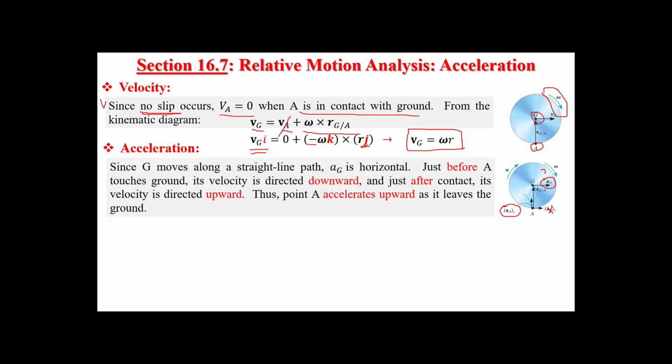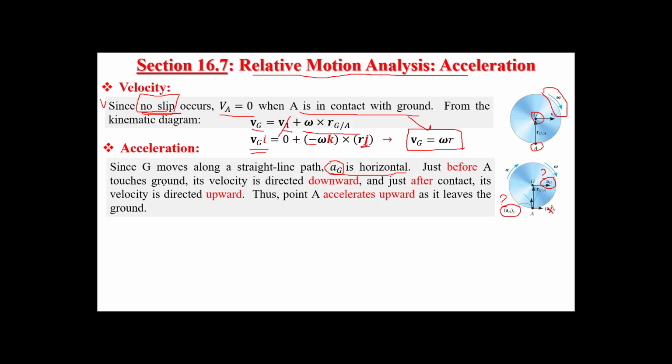Okay, so we need the relation for this equation, and we need another equation for this one, and we'll use them always. We'll benefit from it. And here is the rule: no slip. Then the acceleration: since G moves along a straight line path, AG is horizontal. So whenever we substitute relative motion analysis for acceleration, we'll substitute AG in the positive I direction or negative I direction. It depends.